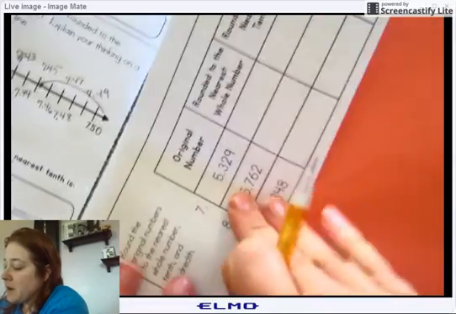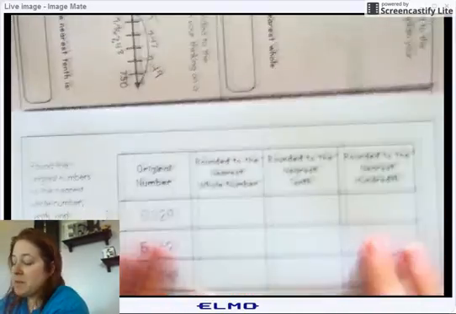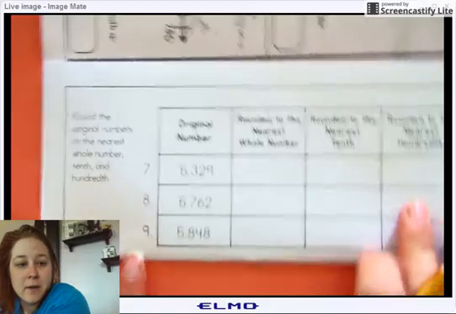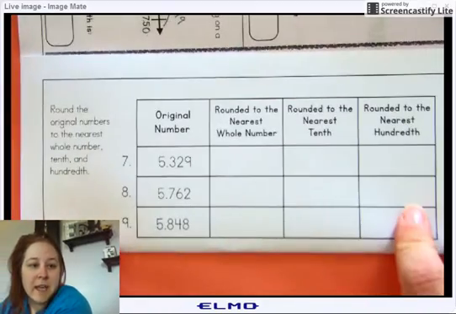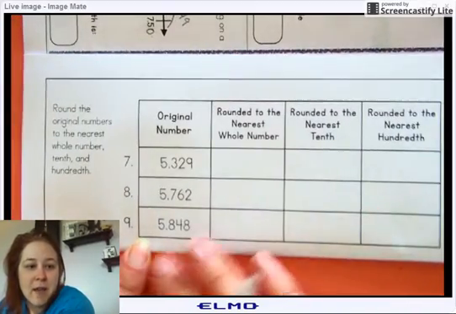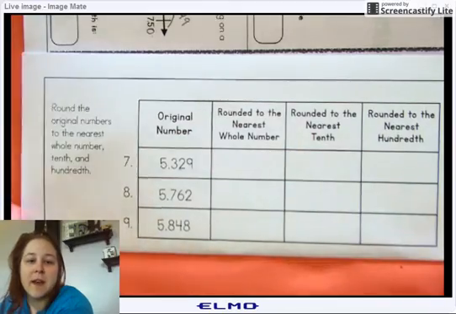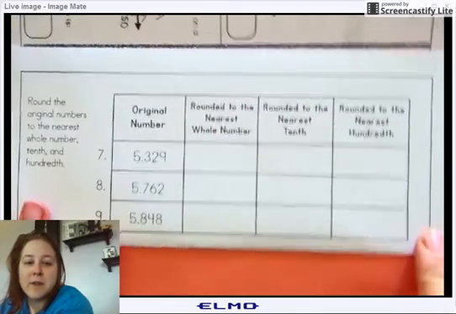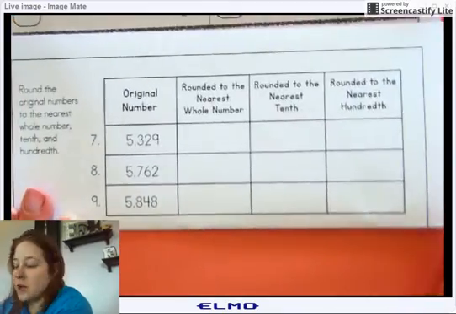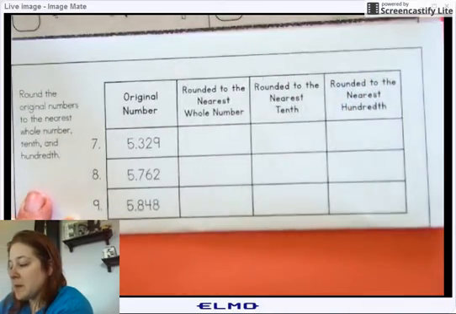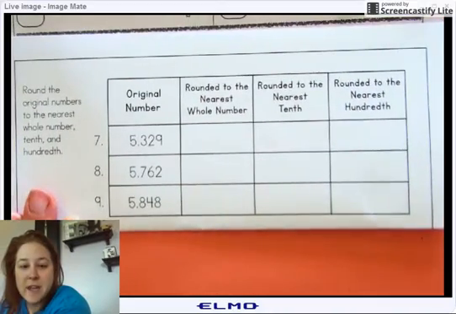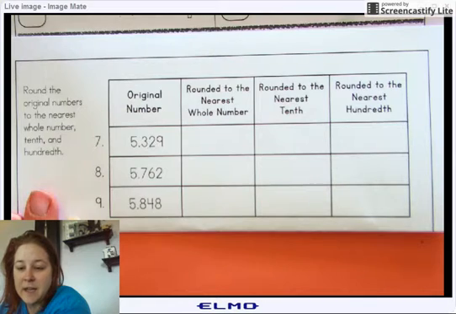Okay, flipping over to the middle flap. So we're going to put it right here. Round the original numbers to the nearest whole number, tenth, and hundredth. So take a moment. You should all be able to do whole numbers. And it's going to ask you on the side to have them done.